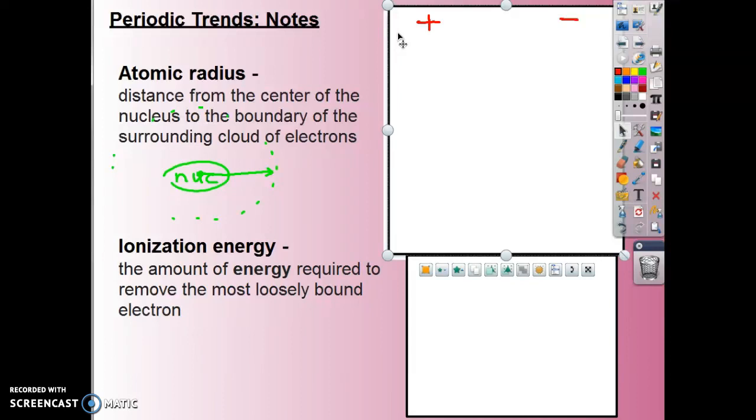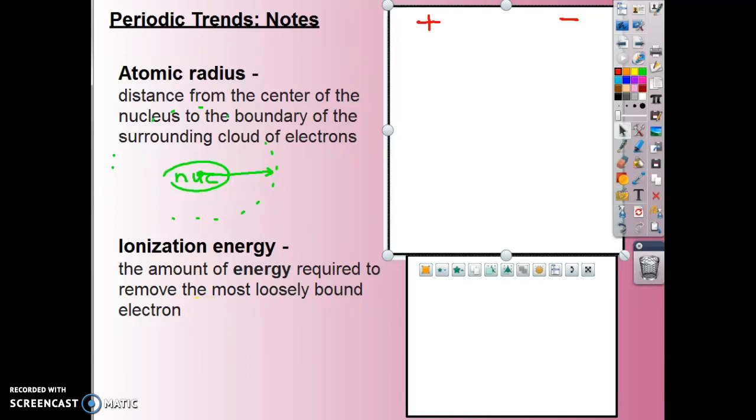Okay, so the next box is ionization energy. And this is one of the trends we see on the periodic table. The ionization energy is the amount of energy it takes for an atom to lose one of its electrons. So the amount of energy it takes to take away one of the electrons on the atom.